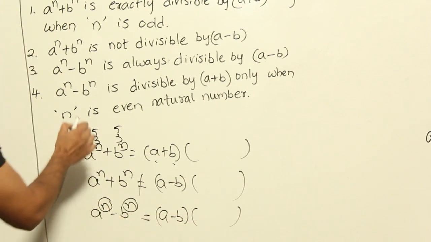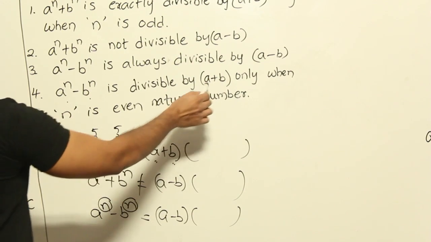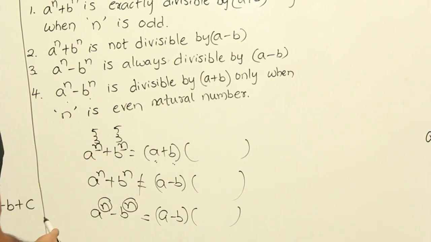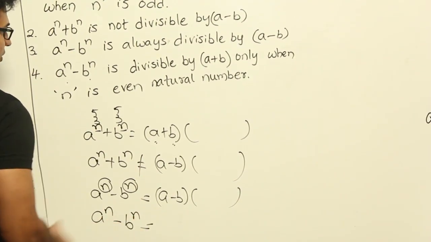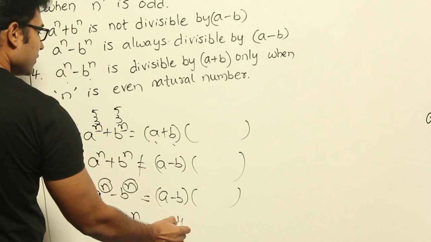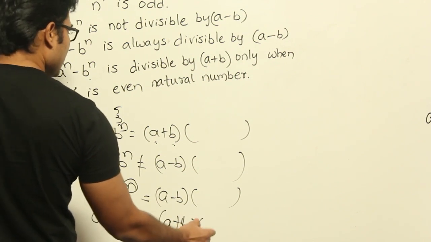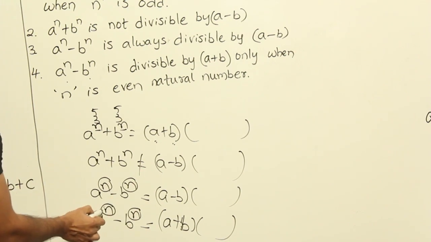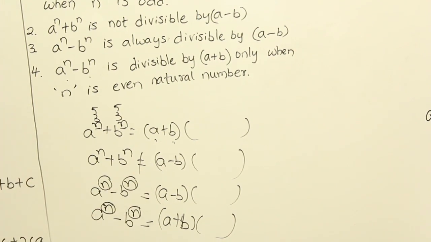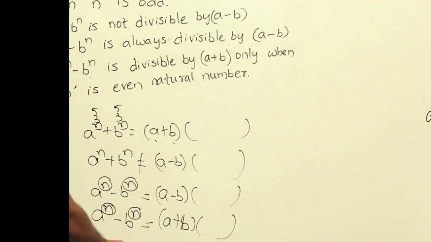And the next one is a^n minus b^n is divisible by a plus b only when n is an even natural number. So this means a^n minus b^n can be written as a plus b into something, provided that n is an even natural number, which means it has to be either 2 or 4 or 6, something like this. Okay, fine.